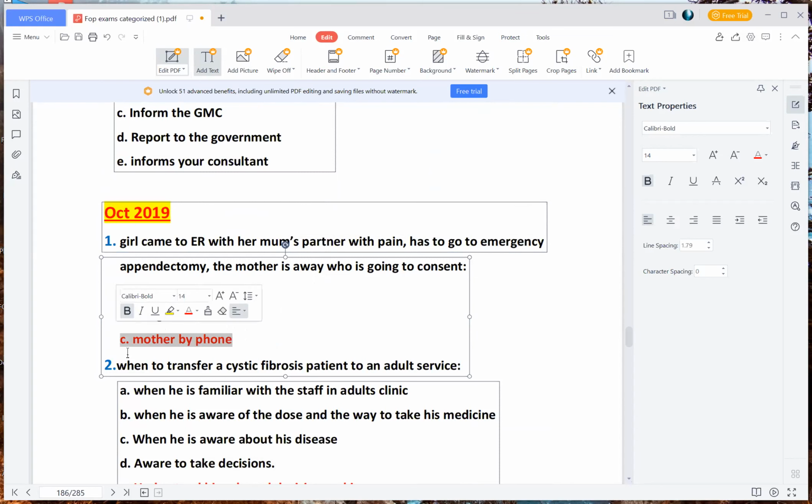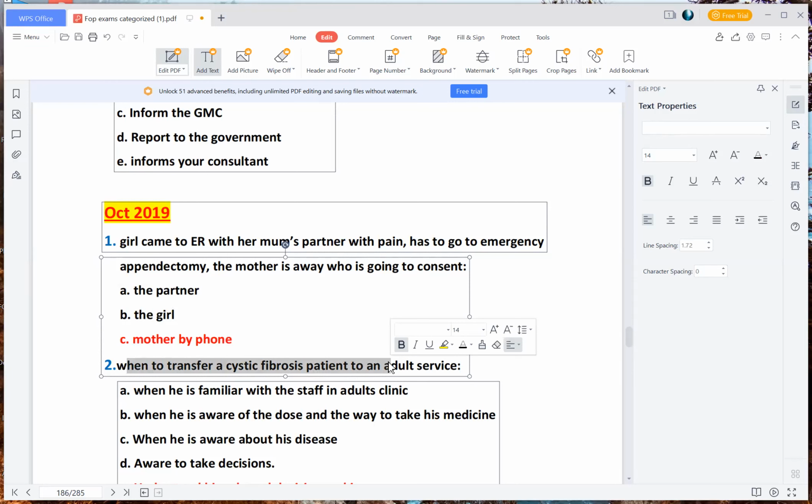When to transfer a cystic fibrosis patient to adult services? Look, in the UK, there are adult specialist cystic fibrosis centers.